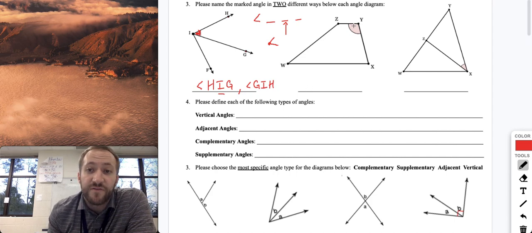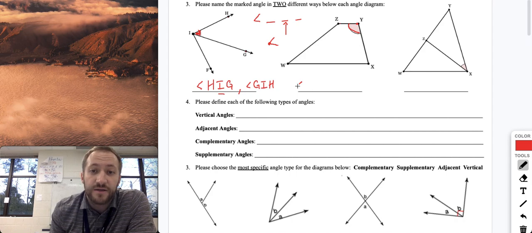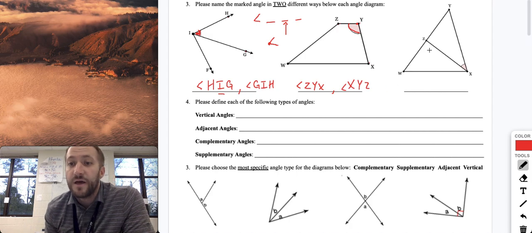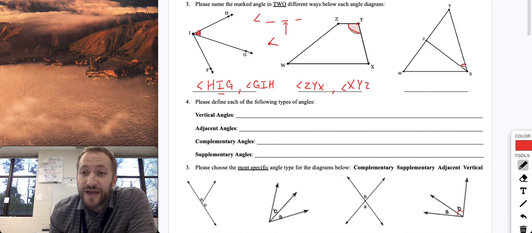This one over here, we have this angle that is marked. So let's go and name that one. Y is the vertex, so no matter what, Y has to be in the center, okay? So we can name this angle ZYX, angle ZYX, or angle XYZ, angle XYZ.